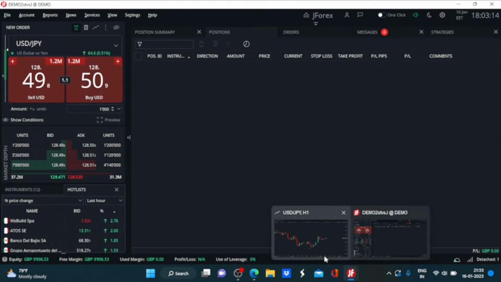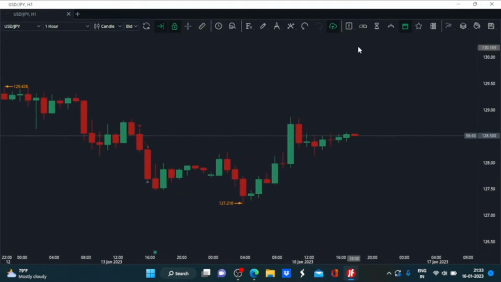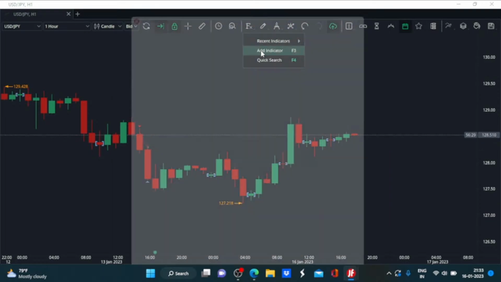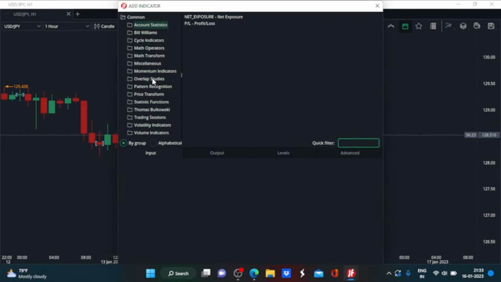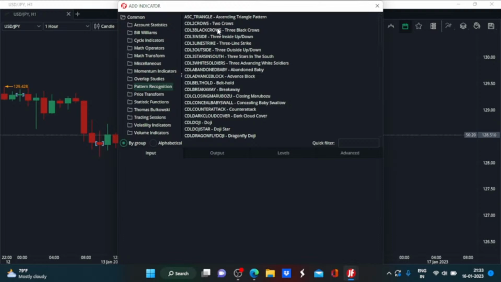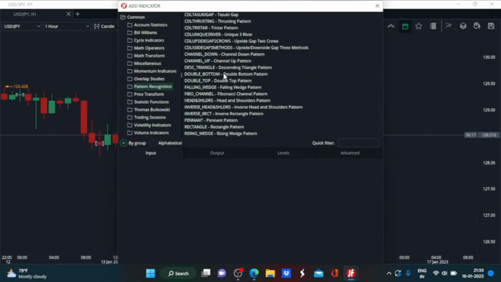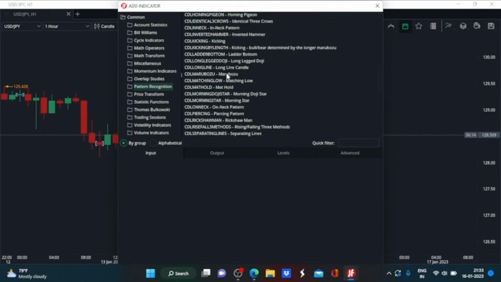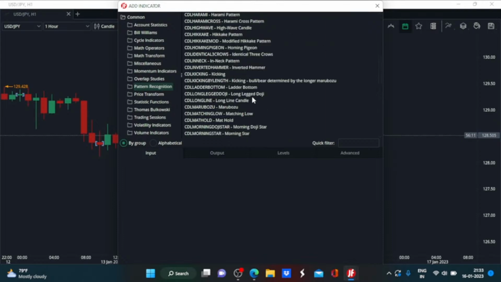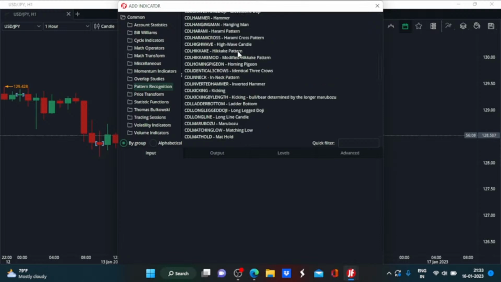Now let us get to the pattern recognition. Here there is a chart for the USD JPY. For finding this high wave candle, all you can do is a quick search, type in high, and you will have it. Or if you want to know where this formation can be found, go to this add indicator option. Here you get this pattern recognition, which has this long list. If you want to know where this high wave formation is, it is just below the harami cross pattern, high wave candle.